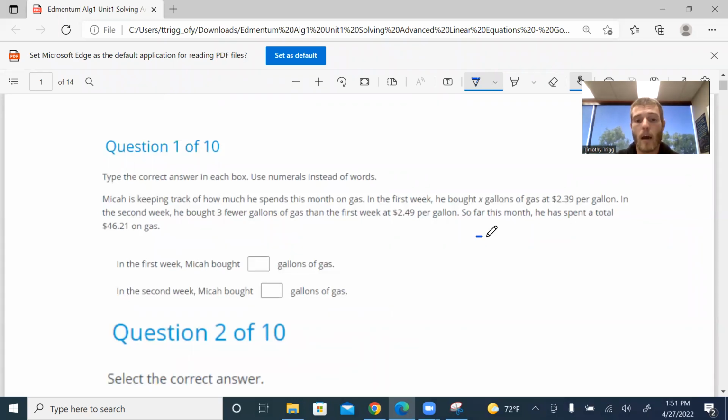$46.21. Now, when I'm reading these problems, the one thing I like to think about is, notice it says in total, right? So that tells me that's going to go on one side of the equal sign. So I'm just going to go ahead and throw that by itself on one side of the equal sign.